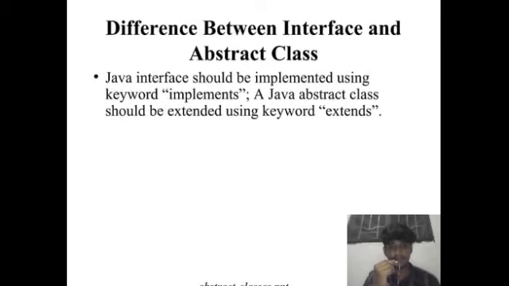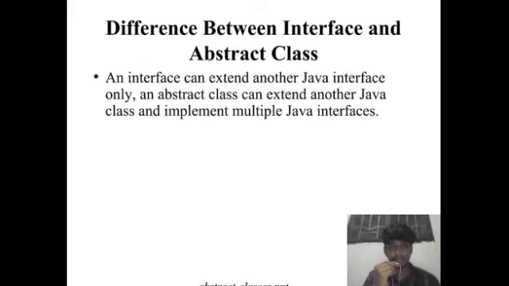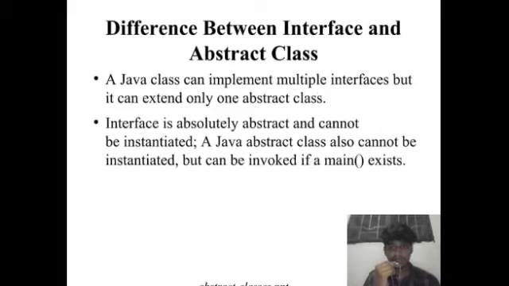A Java interface should be implemented using the keyword implements. A Java abstract class should be extended using the keyword extends. An interface can extend another Java interface, while an abstract class can only extend another Java class. A Java class can implement multiple interfaces, but it can extend only one abstract class.